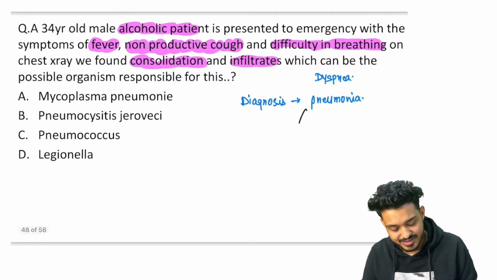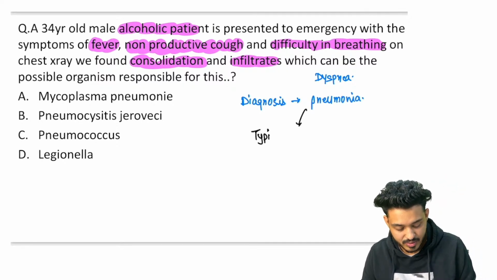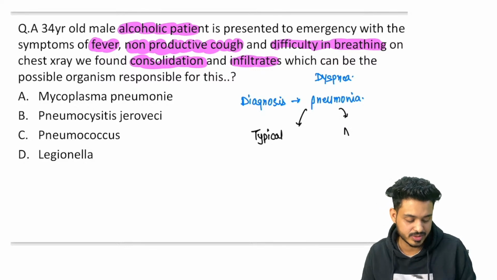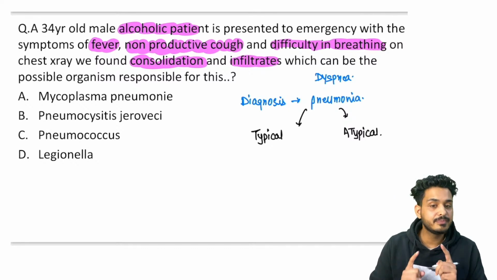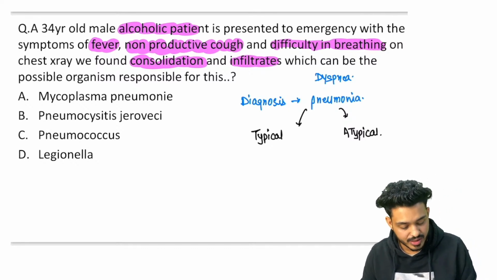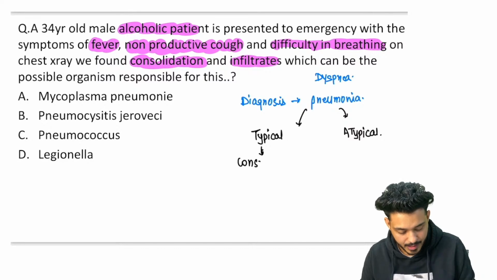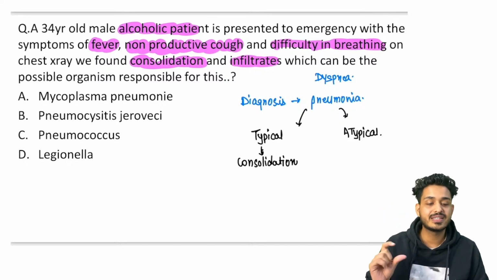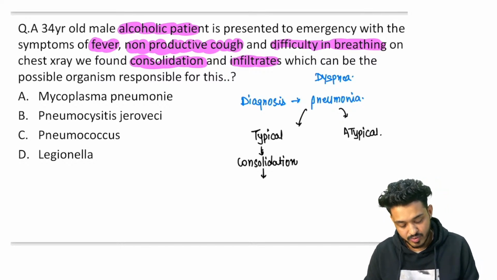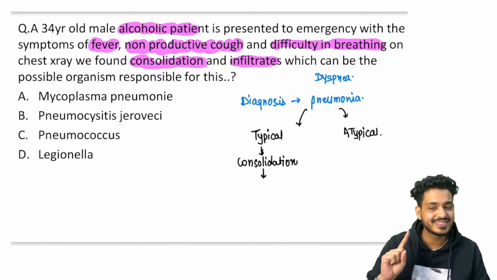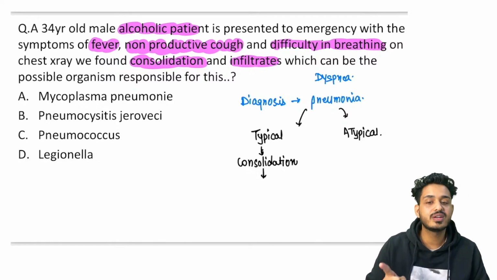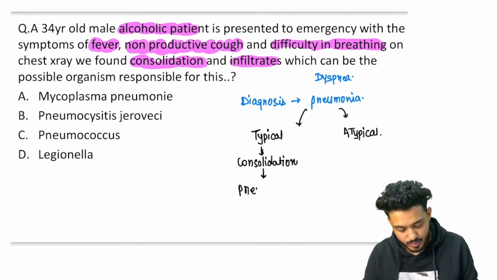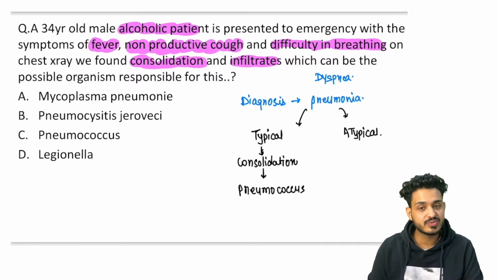So what things do we need to remember in pneumonia? Pneumonia can be typical or atypical. Just remember the simple word that I am telling you. If in the question it is written consolidation, that means it is a case of typical pneumonia. And what I've taught you, the most common cause for meningitis is pneumococcus. Most common cause for typical pneumonia is also pneumococcus.